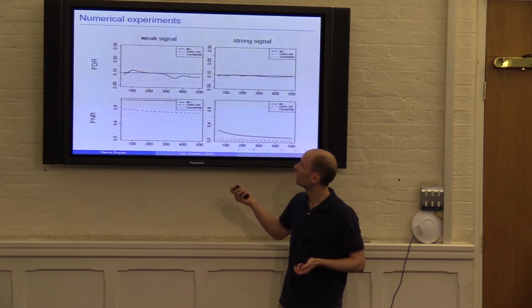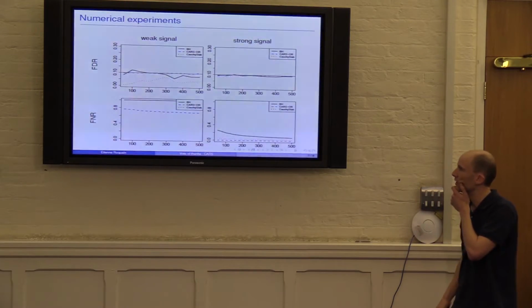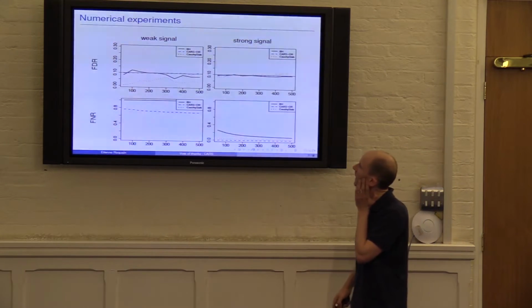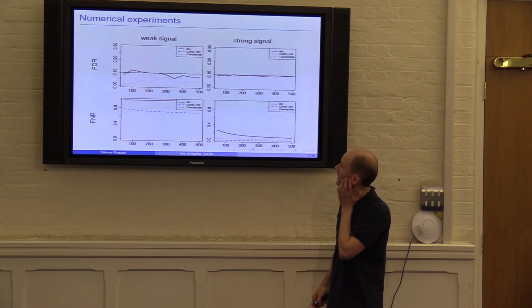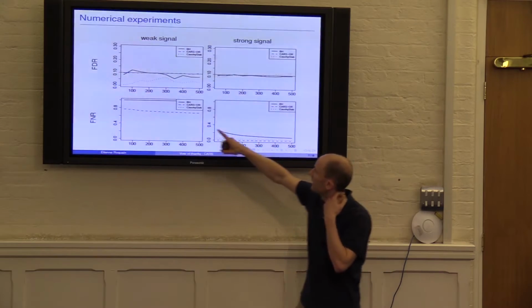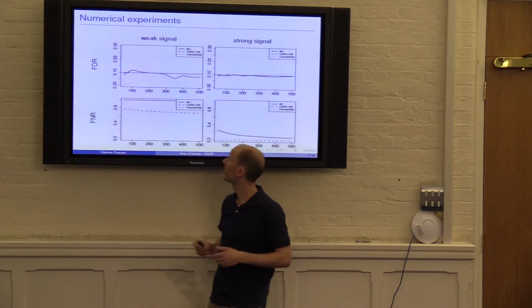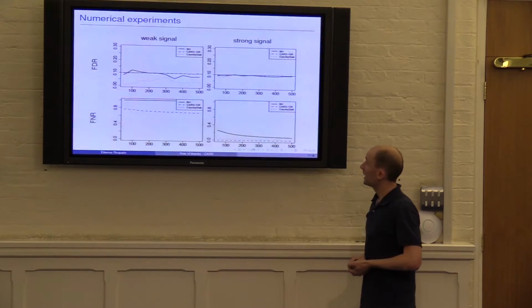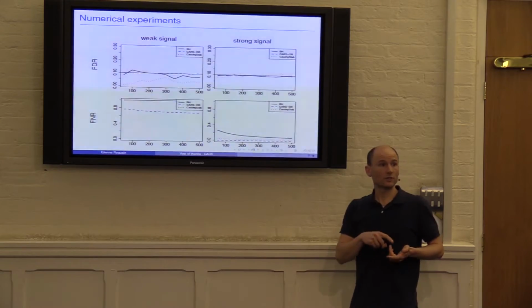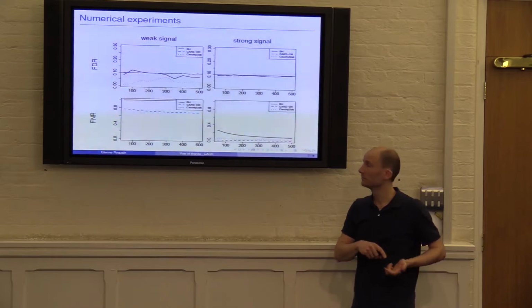For the power, I have done some very simple, preliminary simulation in the framework of Carr's paper. We have a weak signal, so the means are not very different, and a strong signal, so the means are very different. This is FDR and this is false negative rate, so type 1 error, type 2 error. In black you have the BH procedure, in blue you have the Oracle version of Carr's, and in red you have the Cauchy-slab version of Carr's.